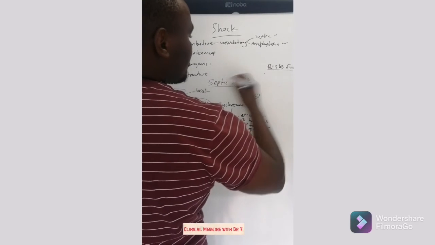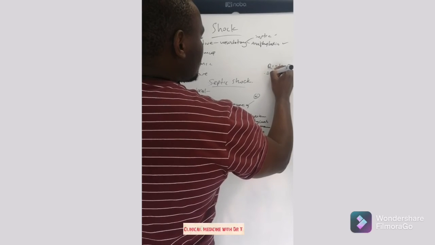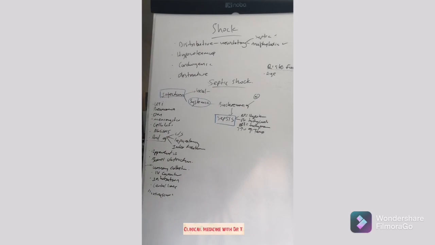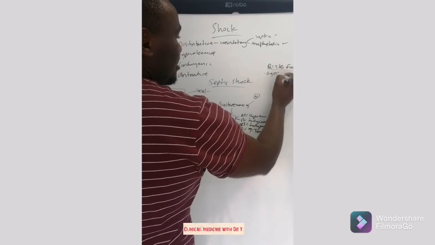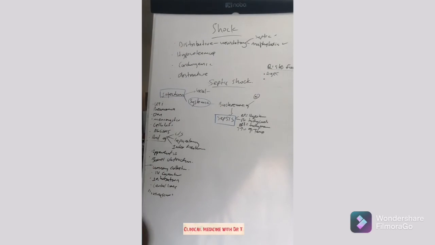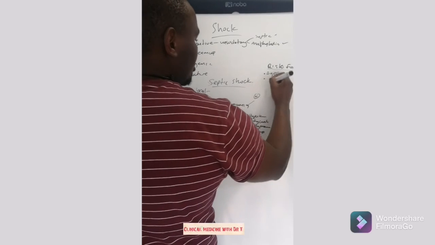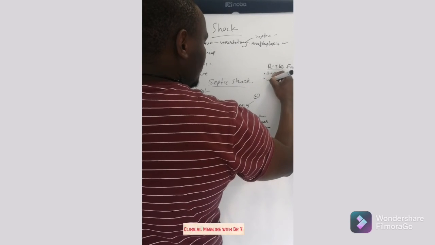But now the patient factors would be, age plays a huge role. Anyone can get infection, but the older you are and the younger you are, the higher the risk. So if you've got a young or an old patient who went for whatever procedure in theater, you should be more alert in terms of looking for sepsis than in a normal patient. That's what I'm trying to say. So the age, the immune status.